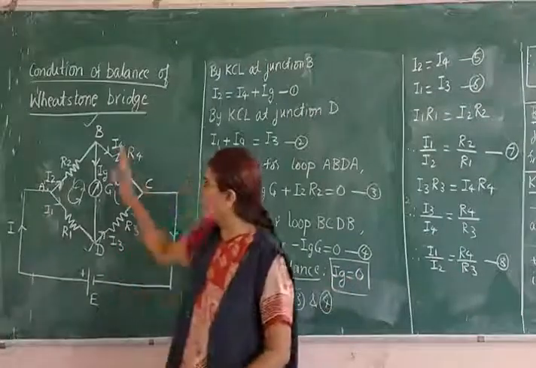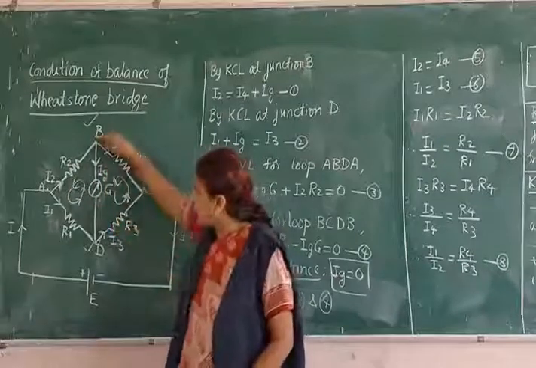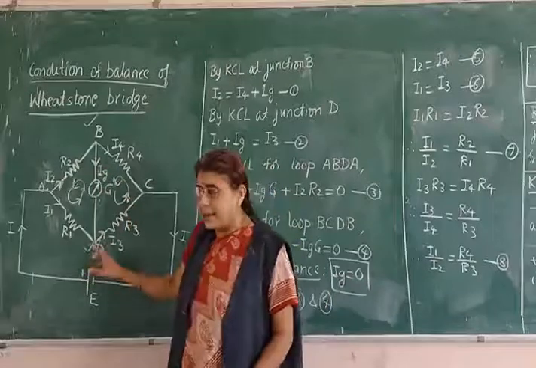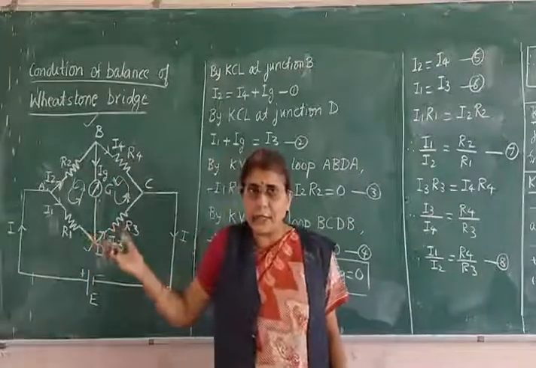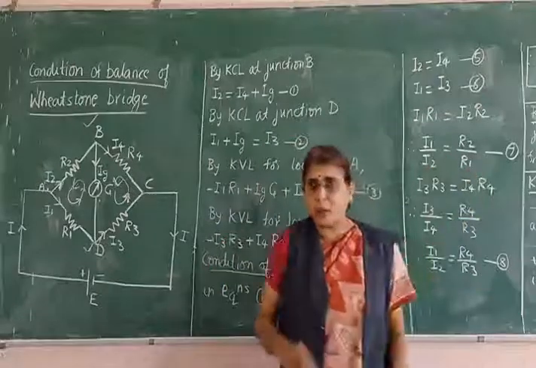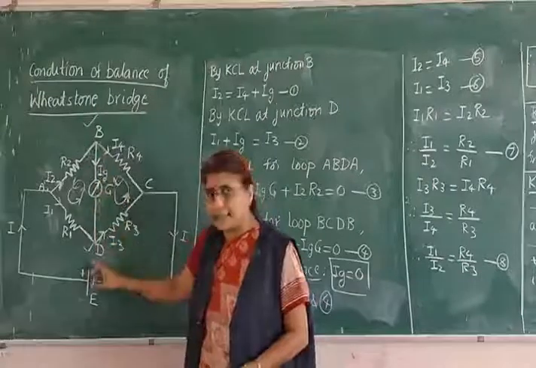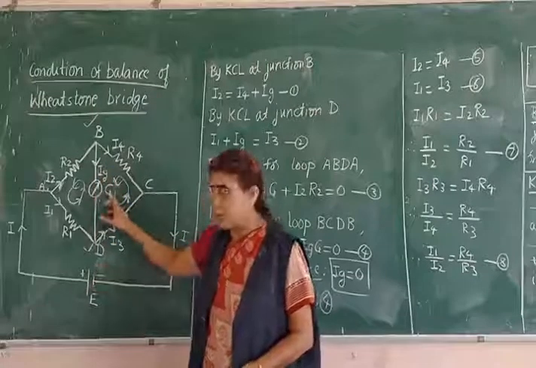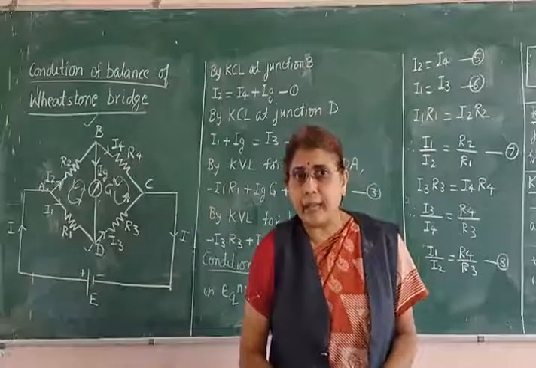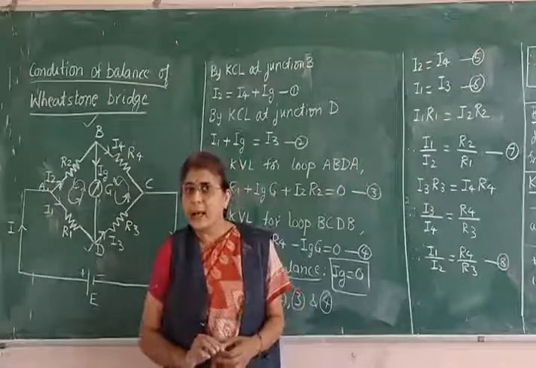So no current passes through the galvanometer means the galvanometer will not show any deflection, or else points B and D are at the same potential. If they are at the same potential, current will not flow. Current always flows from higher potential to lower potential. So when Ig is equal to 0, that is the galvanometer shows 0 deflection, then the network is said to be balanced.